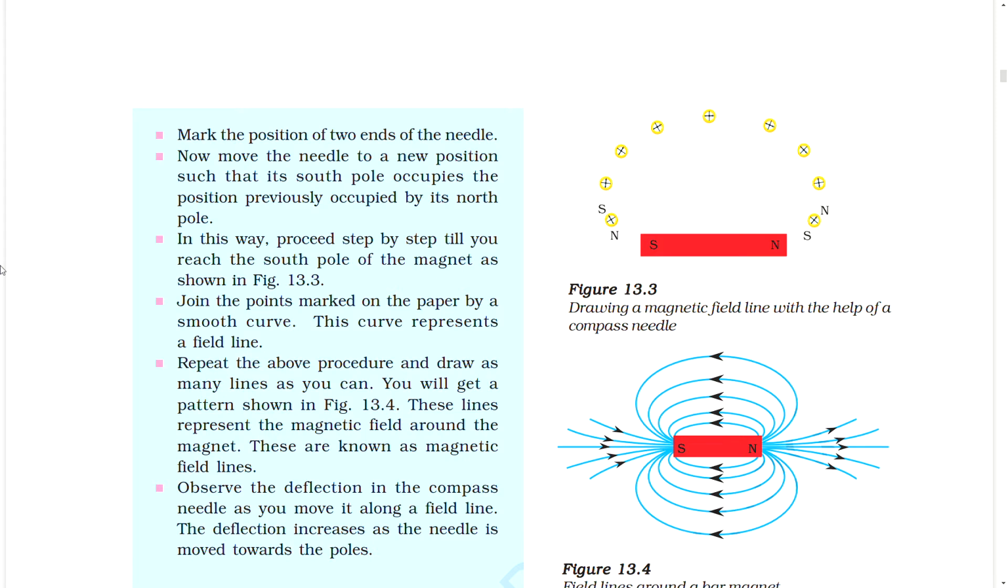Mark the position of two ends of the needle. Now move the needle to a new position such that its south pole occupies the position previously occupied by its north pole. In this way, proceed step by step till you reach the south pole of the magnet as shown in figure. Join the points marked on the paper by a smooth curve. This curve represents a field line. Repeat the above procedure and draw as many lines as you can. You will get a pattern shown in figure. These lines represent the magnetic field around the magnet. These are known as magnetic field lines.